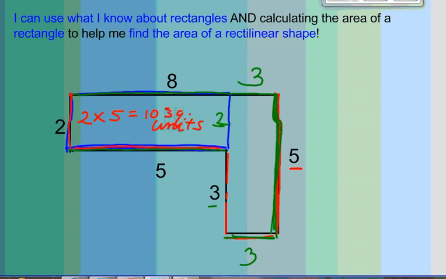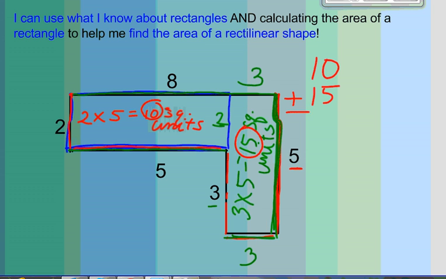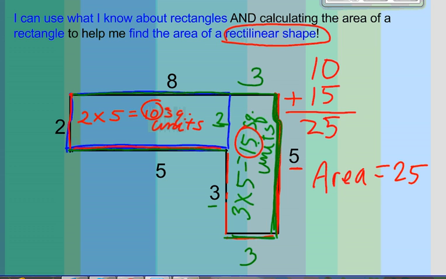I know that 3 times 5 equals 15 square units. I have the area of this rectangle too. So now I'm going to add my areas. I have 10 square units, and then I have 15 square units. I'm going to add my areas together. I know that 10 and 15 is 25. So the area of the whole rectilinear shape equals 25 square units. All right, let's see.